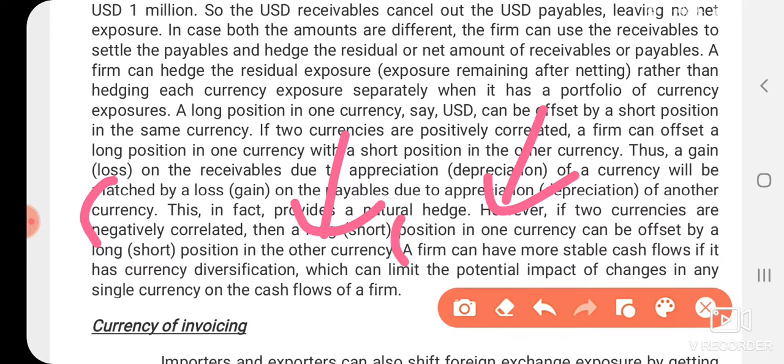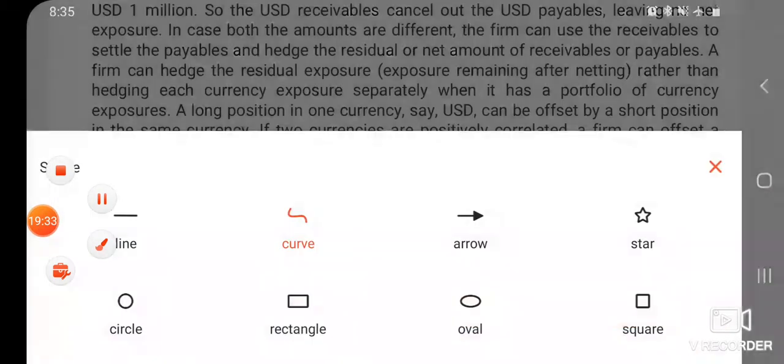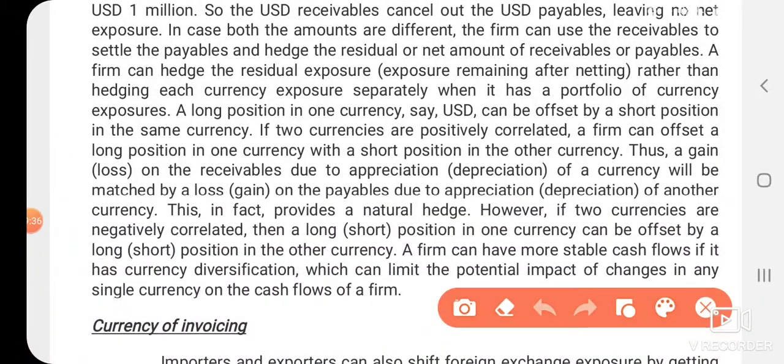Here a firm can have more stable cash flows if it has currency diversification, isn't it? When there are more stable cash flows to the firm, it means it has more currency diversification. What it will do is limit the potential impact of changes in any single currency on the cash flows of the firm. If we have more currencies, there is no problem. Why? Because with such currencies, the risks which we are incurring we can automatically reduce. That is the main advantage.